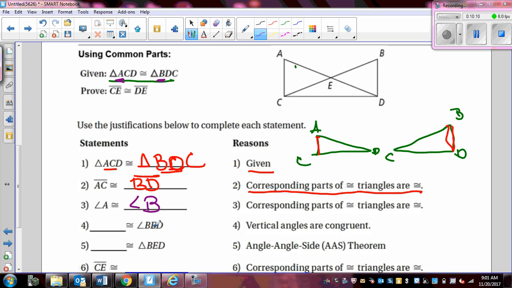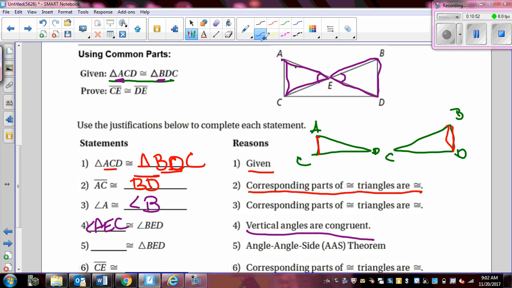And then we can prove that BED is congruent to, because of vertical angles. What is vertical to BED? BED is vertical to AEC. These two are my vertical angles. So angle AEC. Angle-side theorem. So these two triangles are congruent. BED is congruent to this triangle.